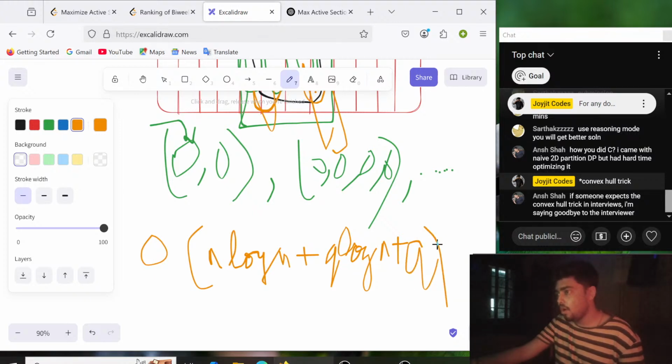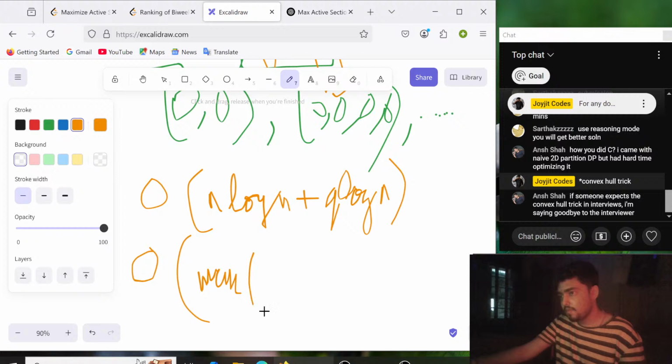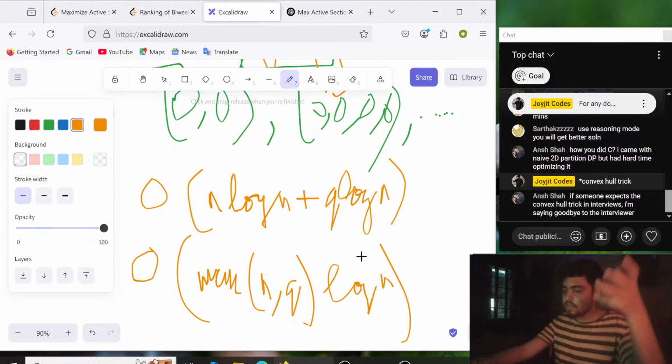Now that q log n and q is there, obviously you can remove this q also, because q log n is greater. So now it is q log n. Rather, you can also write it as big O of maximum of n comma q log n, right? So using this time complexity, you can compute the whole thing.